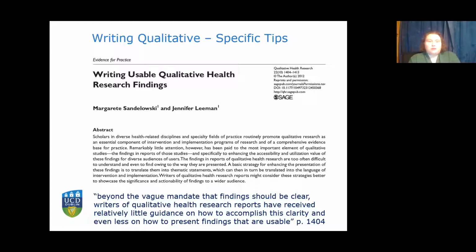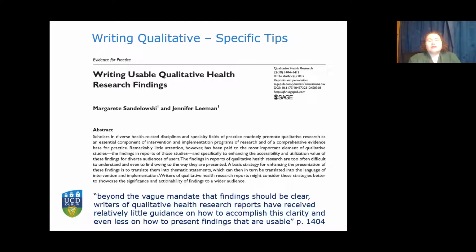So, for example, in this paper, the authors argue that you have to think about synthesizing or summarizing your findings, and they refer to this as translating it into thematic statements, and then translating that into a language of intervention and implementation. And sometimes that can be hard because the qualitative analysis process is intense. It is about synthesizing, reducing, distilling the very key messages. But often when you've written a long form report or you've written a thesis where word count wasn't an issue, trying to further synthesize or further clarify those take-home messages can actually be quite challenging.